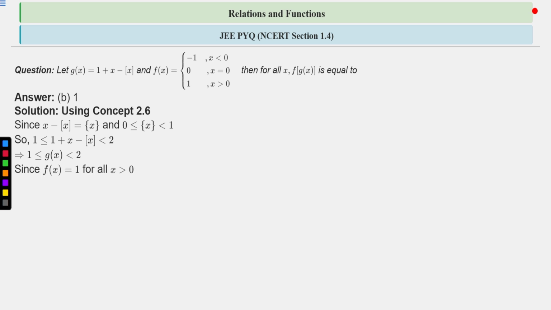Since f(x) is equal to 1 for all x greater than 0, therefore we can say that f(g(x)) is equal to 1. Clear? Because f(x) is equal to 1 for all x greater than 0, and we got g(x) from 1 to 2, right?